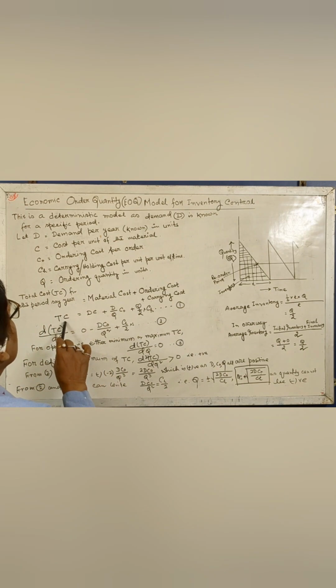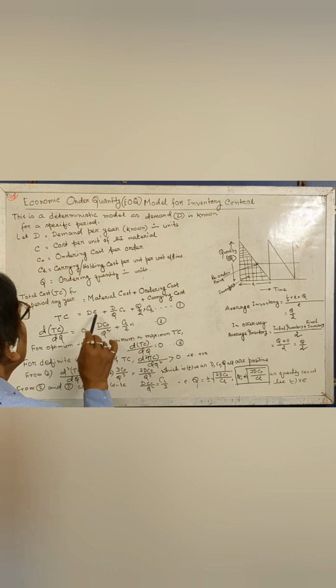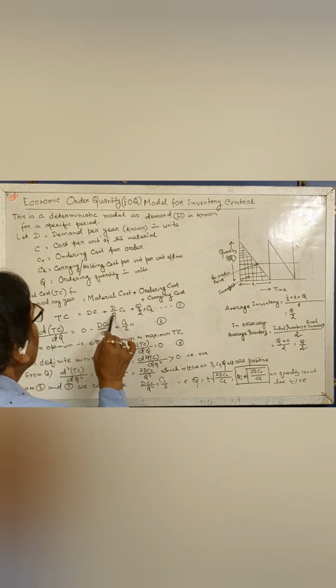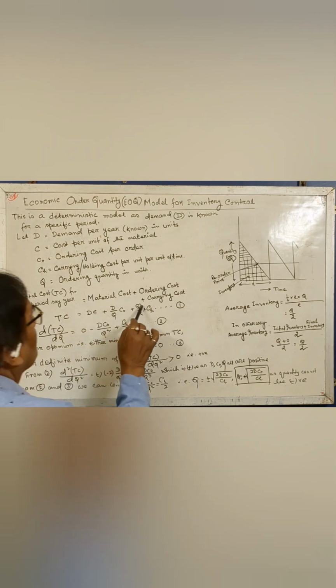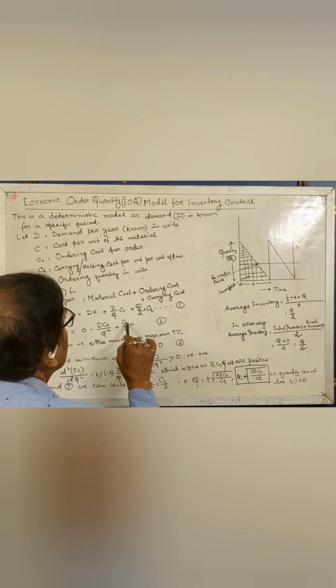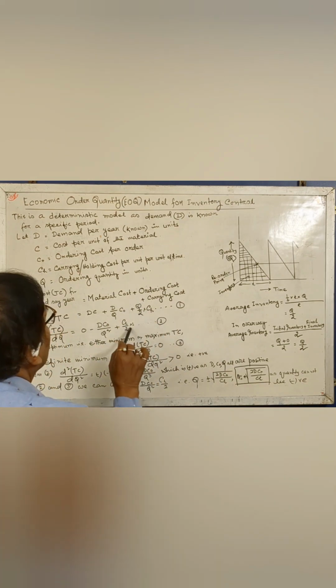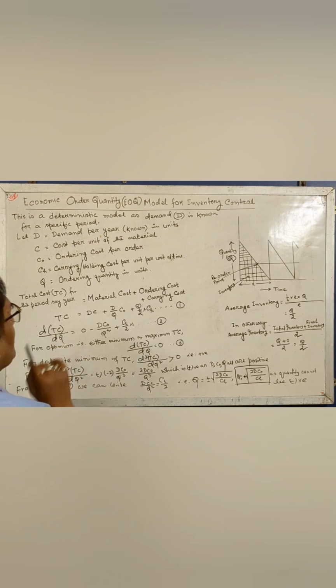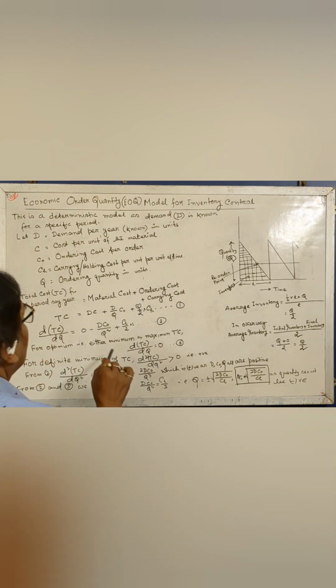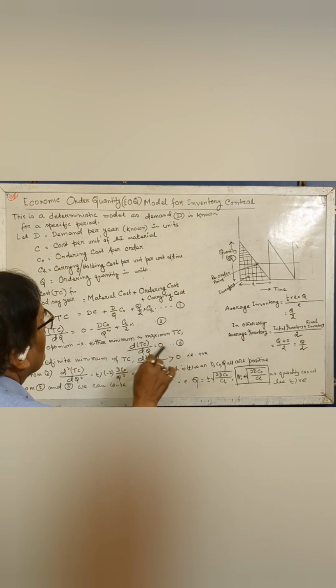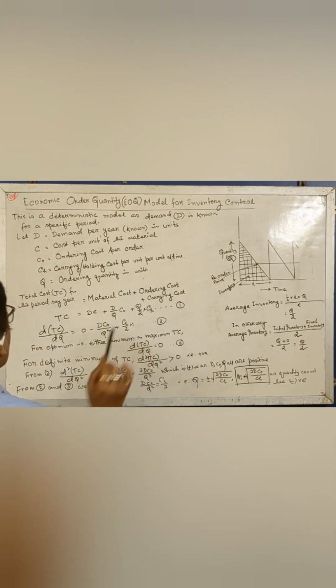So we have differentiated TC with respect to Q. As this is a constant, its differentiation is 0, and the differentiation of this term will be minus DCO by Q square. You can check it. The differentiation of this term is CH by 2, as dQ by dQ is 1. This is the necessary condition. For optimization, that must be equal to 0, as written in equation 3.